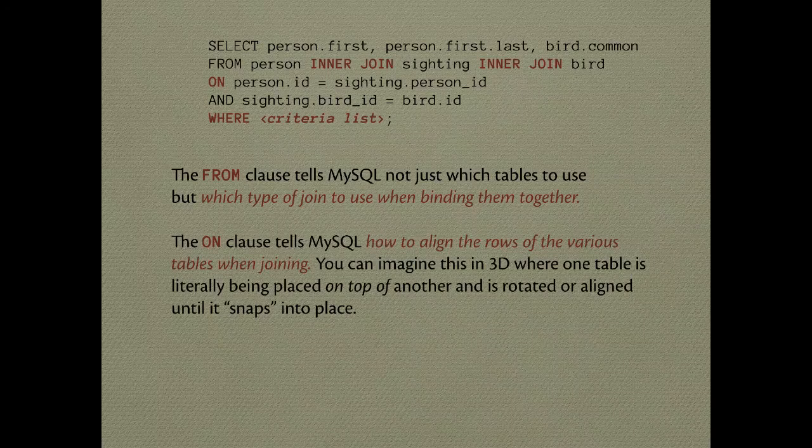Secondly, the on clause tells MySQL how to align the rows of the tables when they're getting joined. So think about this in circles, and sometimes I imagine this as a 3D thing. So you've got maybe pieces of paper, or maybe they're plastic toys. And so we have to rotate the tables properly, or move them up and down, or move them left and right, and then eventually they kind of snap into place like little Lego toys, circles or something.